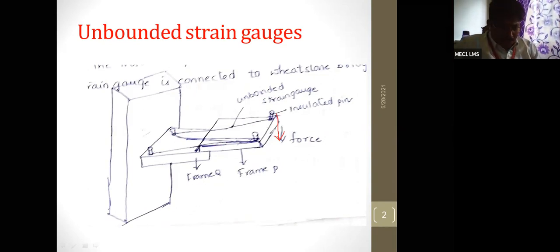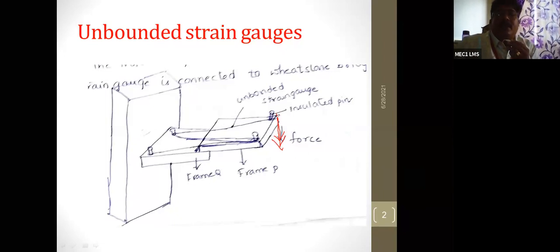When it bends in this direction, when the force is applied downward, automatically stress is developed in these two frames. Thereby a strain is induced in it. That strain we have to measure. So here, these are the strings, wires.